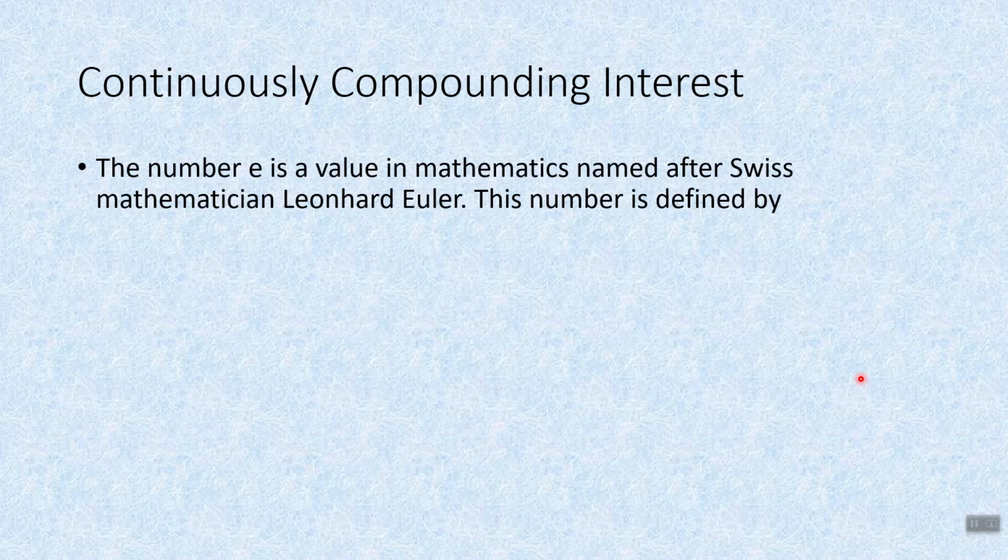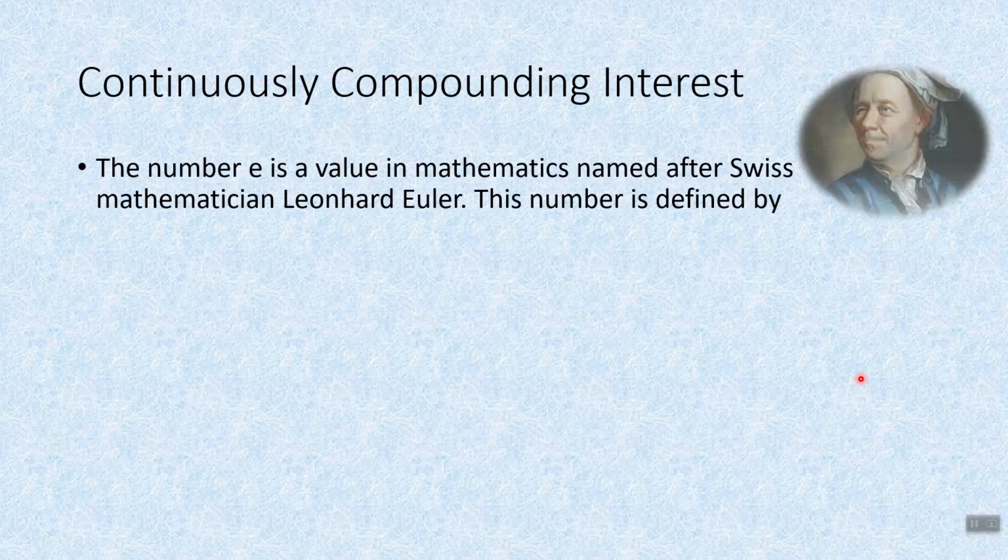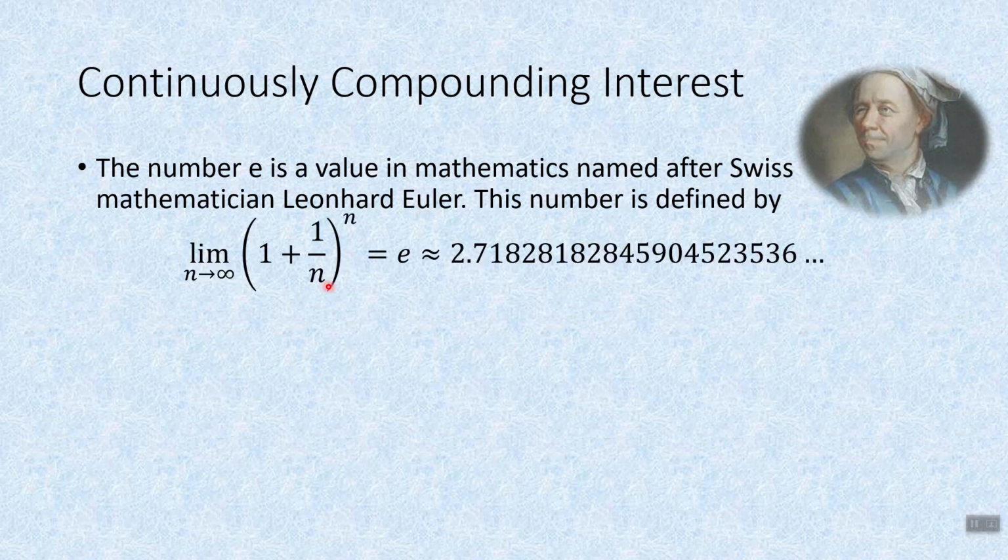The number E is a value in mathematics named after the Swiss mathematician Leonhard Euler. I know, it looks like Euler. It's Euler. The number is defined by what's called a limit. And if you take the second part of math for the social sciences too, you'll find out all about this. But for now, we're just going to call the number E. Euler did not name it after himself. I believe it was Bernoulli that gave him that honor, one of the Bernoullis.